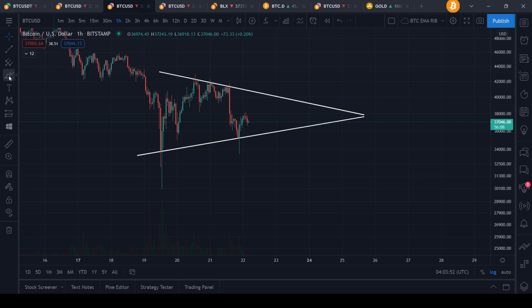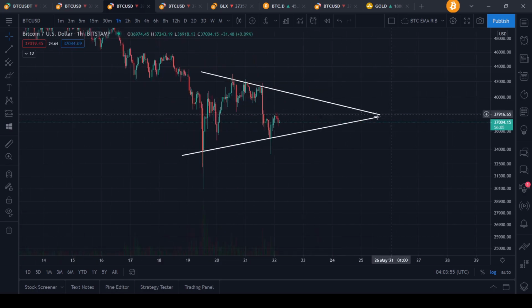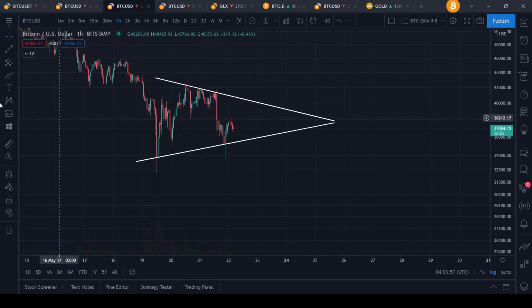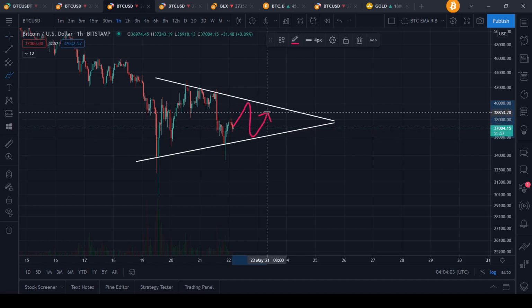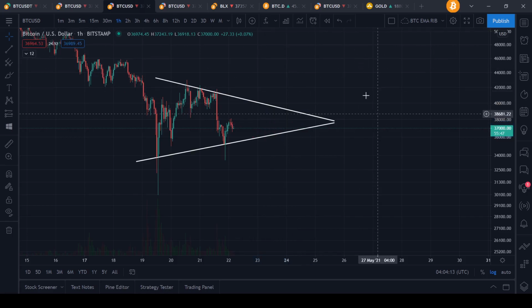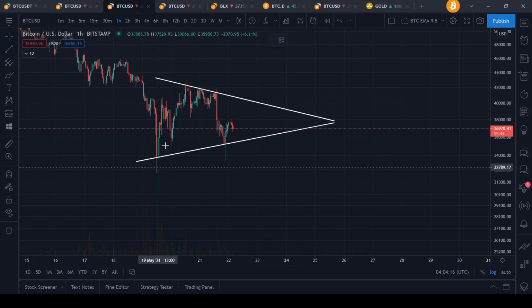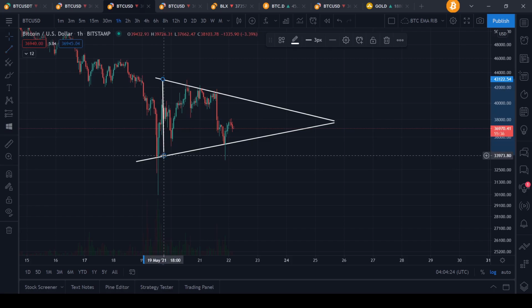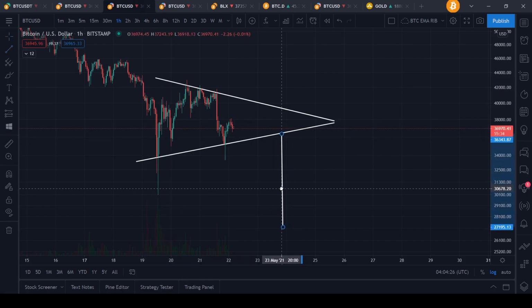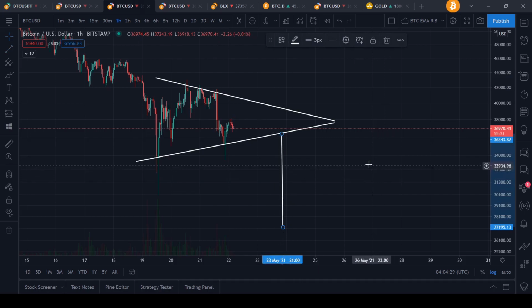So let's say this pattern is playing out right now, right? Let's just say it's going to keep bouncing around here for the next few hours, and eventually it's going to break out, right? But we don't know which direction it's going to break out. It could break out to the downside, it could break out to the upside. So let's say this is the triangle, just for example's sake, and we're going to draw our target for the downside, and we're going to make a copy, and that's going to be our target for the upside as well. All right.